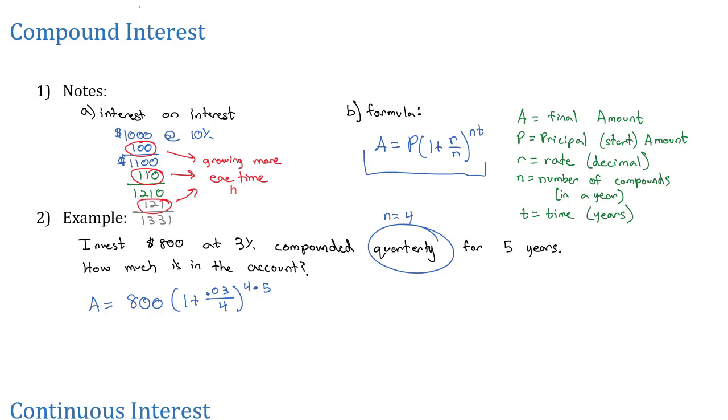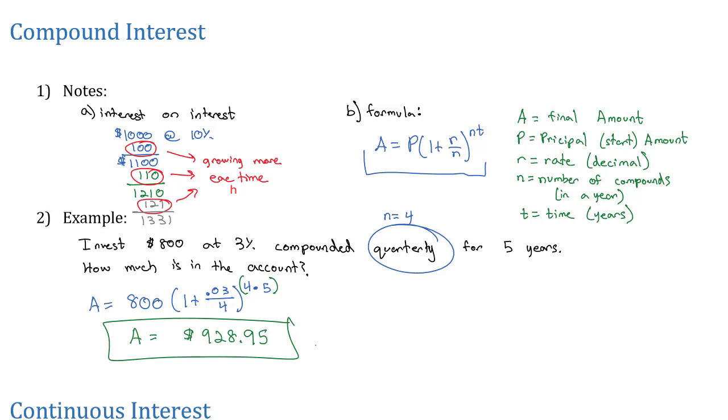Now, as I put that in my calculator, some of your calculators might be OK with the exponent of 4 times 5, but most of your calculators are going to require that 4 times 5 exponent is put into parentheses, so it knows both go in the exponent, not just the first number. So if I type this in my calculator, 800 times parentheses 1 plus 0.03 divided by 4, raised to the power of, in parentheses 4 times 5, the final amount in the account is $928.95.